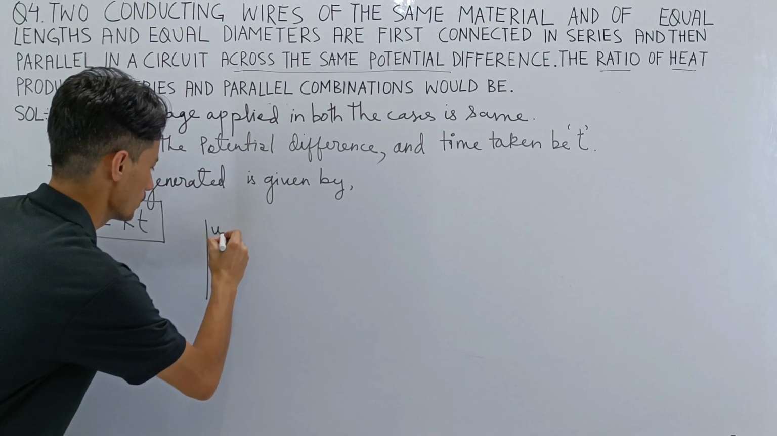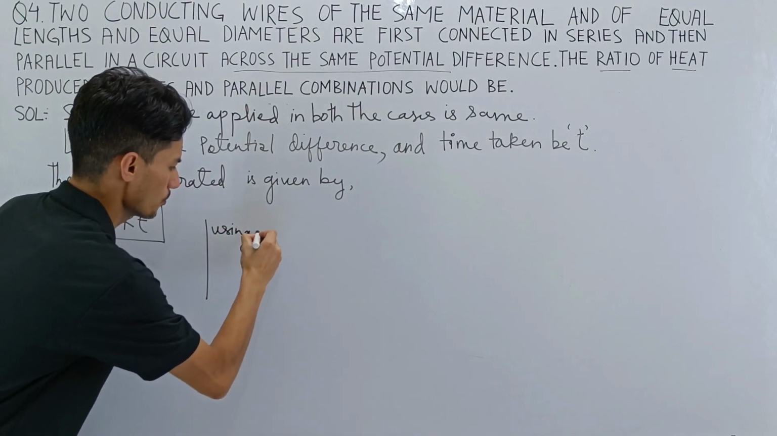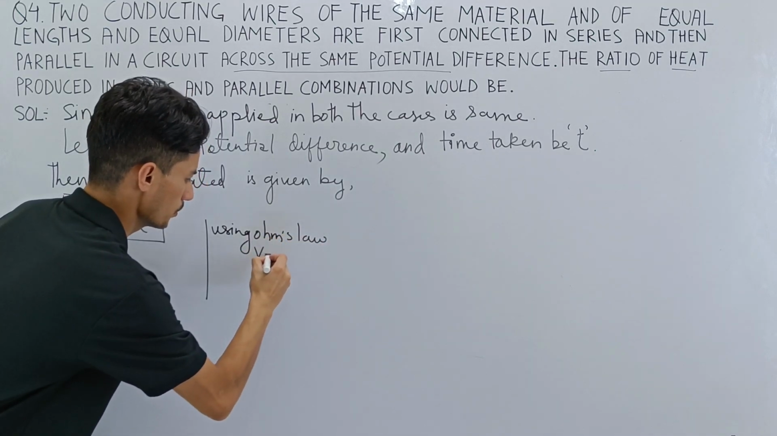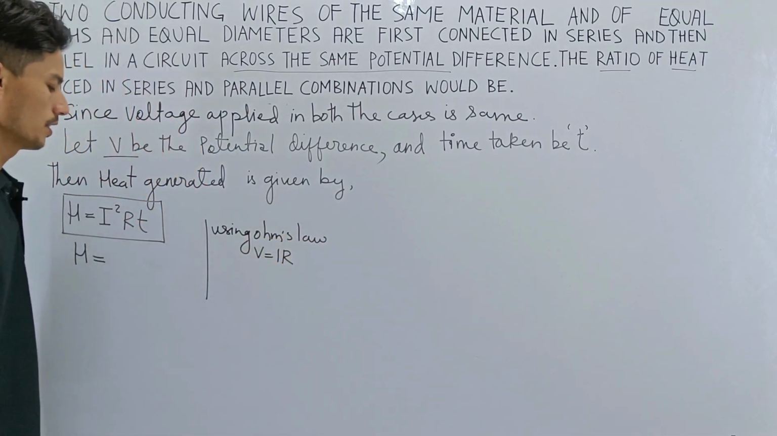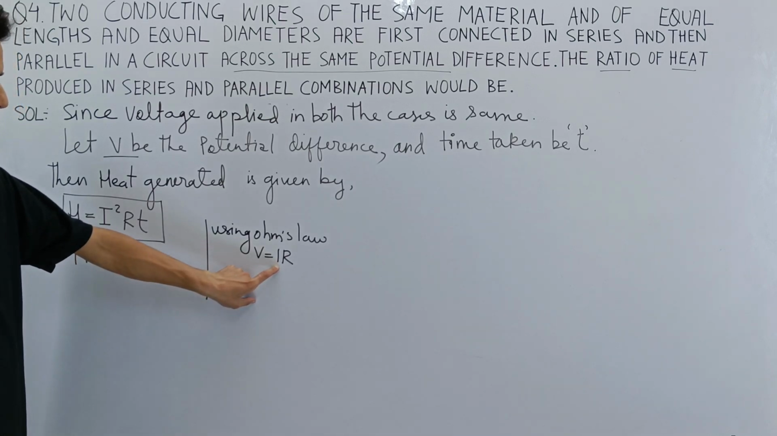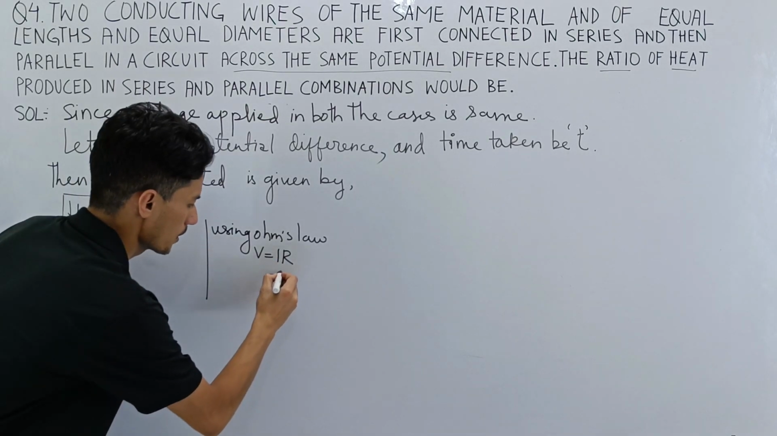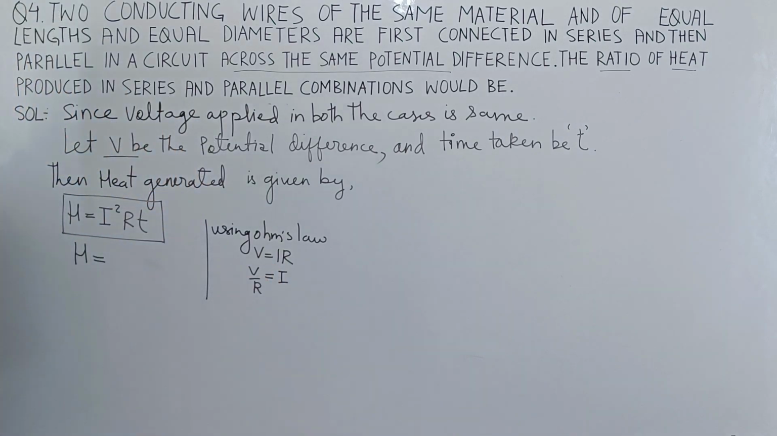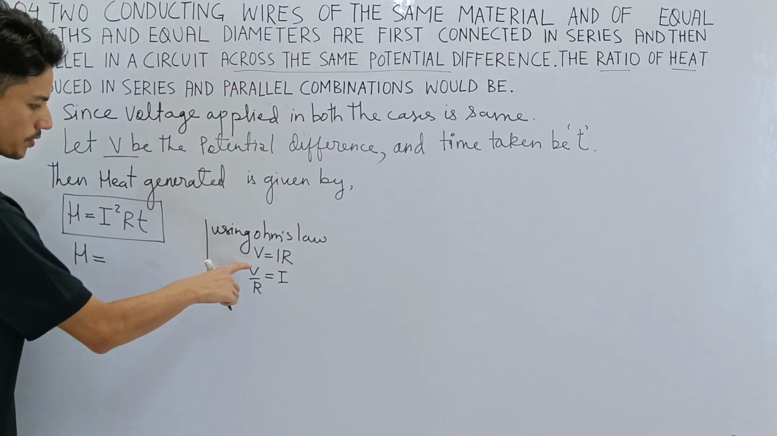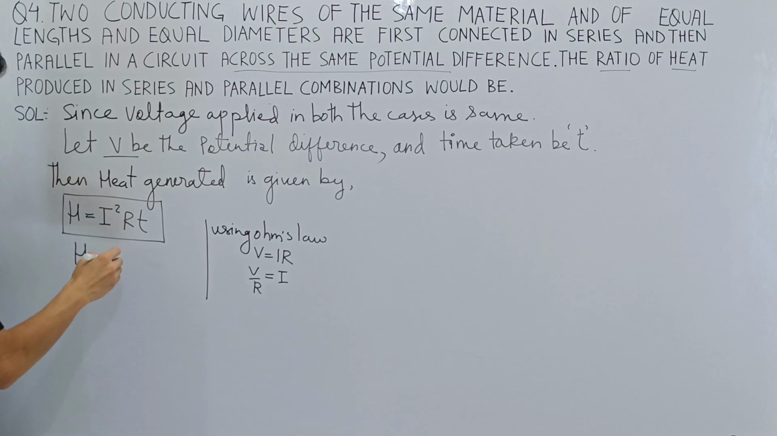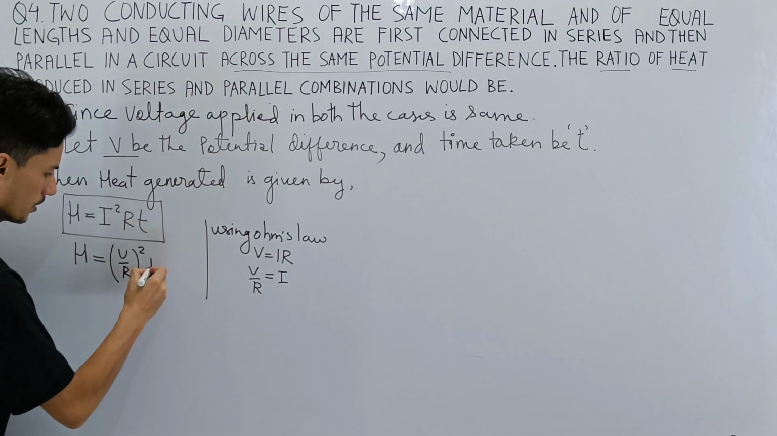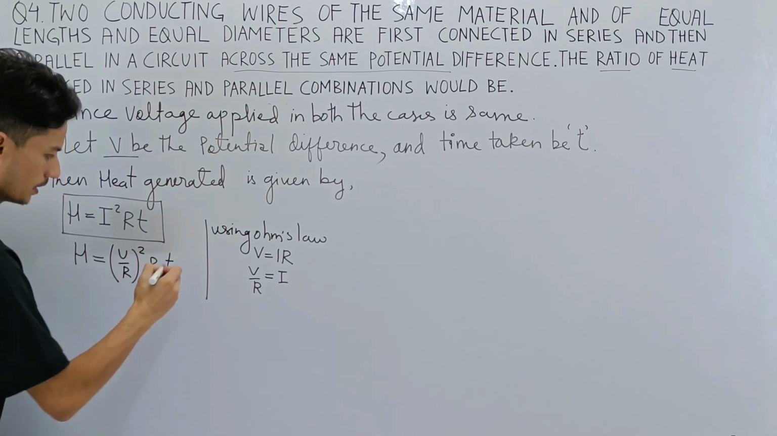Using Ohm's law, V is equal to IR. So let's make a formula for I to substitute I. So I will be V by R. Yes or no? So now instead of writing I, we will write V by R. So I square will be V by R square, R and T.